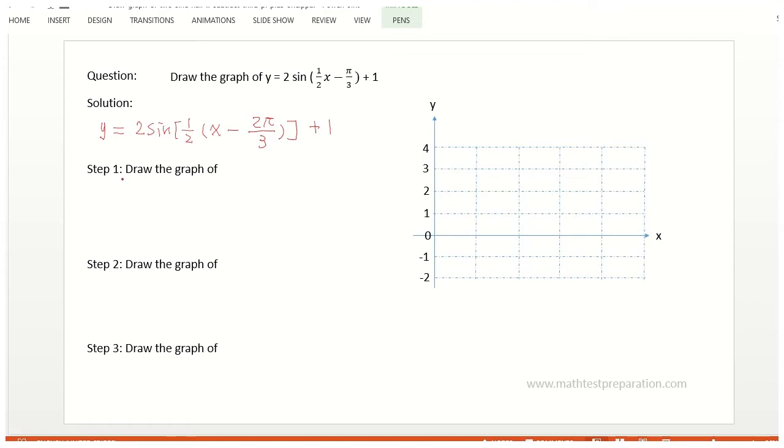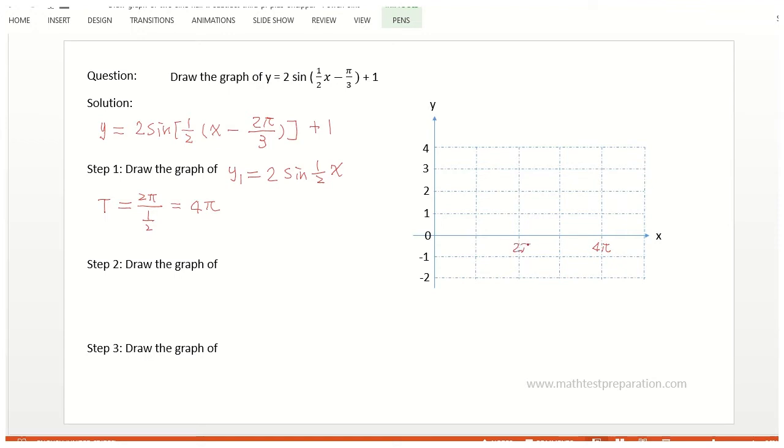So step 1 is draw the graphic of y1 equals 2 times sine half x. For this function, the minimum period T equals 2 pi divided by half. So the period is 4 pi. So 4 pi is 1 period.